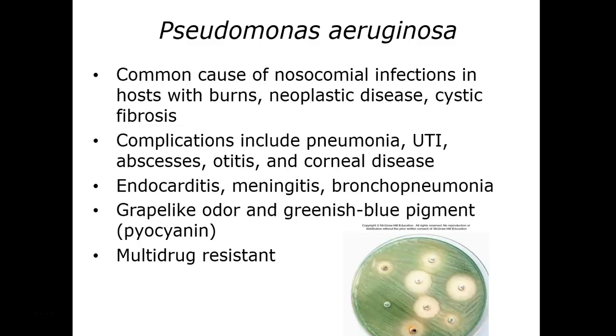Significant symptoms can include endocarditis, which is an inflammation of the heart tissues, meningitis, which impacts the brain and spinal cord, and pneumonia. And as we mentioned, they do produce a kind of greenish blue pigment, which is known as pyocyanin. And that pyocyanin has the ability to give the microbes a certain degree of resistance.